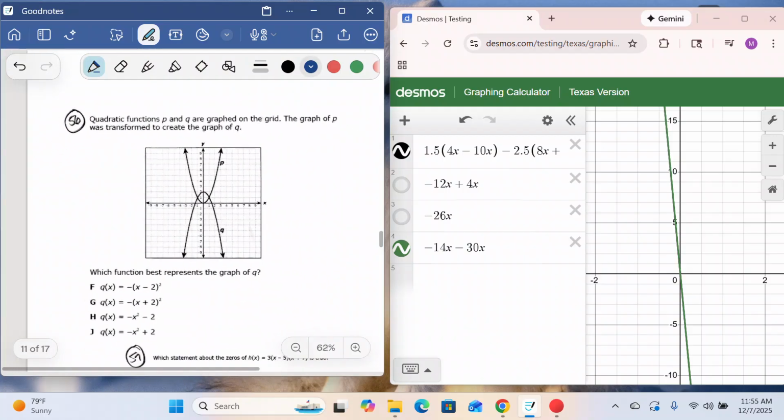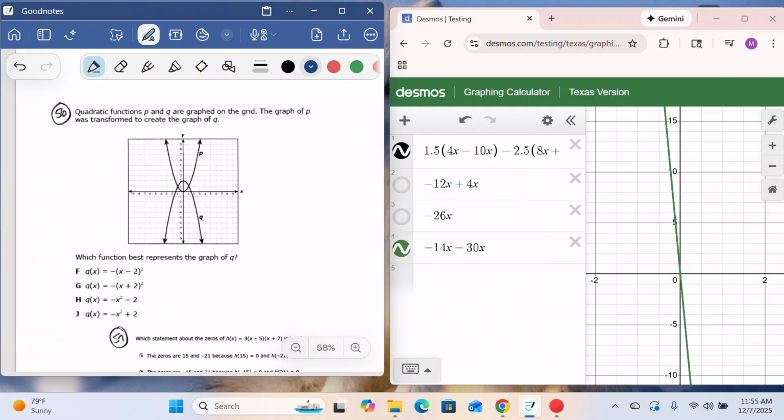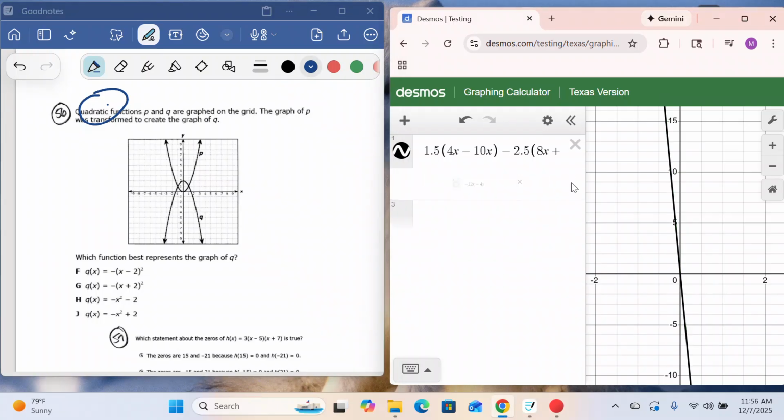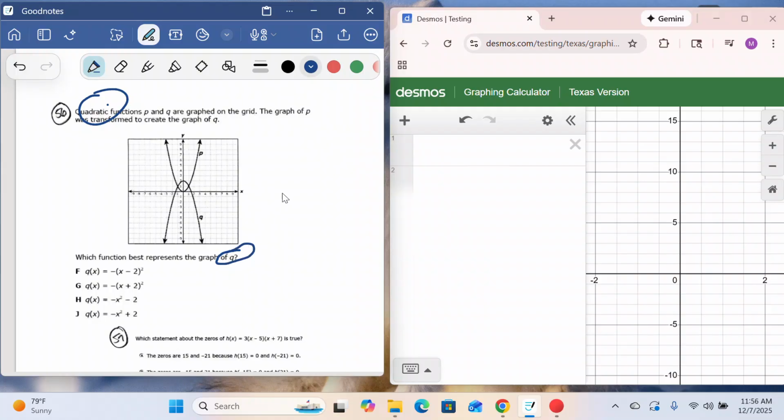If I look at 46, 46 is an interesting one because it says a quadratic function. It's graphed in P and Q, so they're giving you two graphs. The graph of P is what's transformed to create the Q. And this would be an identical reflection because it's being flipped over the x-axis right here. So this would be a reflection over the x-axis. But the question at hand, which function best represents Q? So we're looking at this right here. So we're looking at that being our Q.